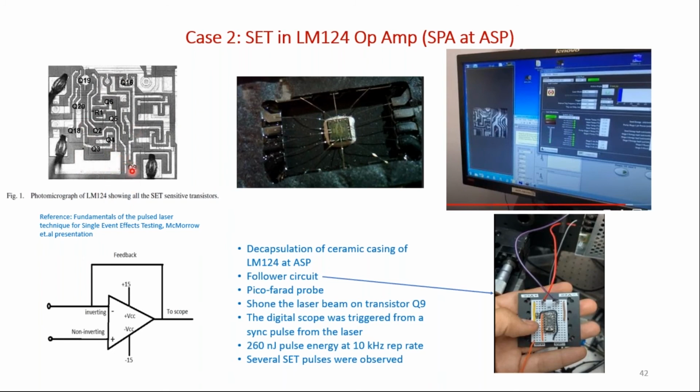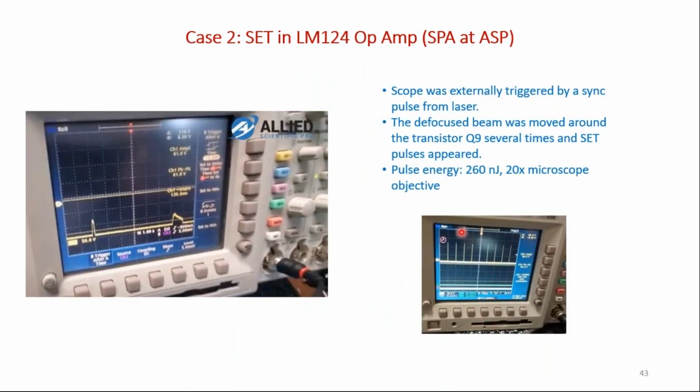And one of the transistors, Q9, here is quite sensitive. So we moved the IR beam around this area, and then we looked at the scope to see what kind of pulses we get. There was a 260 nanojoule pulse energy at 10 kilohertz. And once we triggered the scope with the sync pulse from the laser, we observed all these SET pulses appearing across the scope. You can watch this in the video that I sent you, not live, but you can just watch how it appeared and ran across the scope. So these are clearly SET pulses. We didn't do any quantitative measurements of the dependence of the SET pulse amplitude on the bias voltage, but we may do that in a future test.